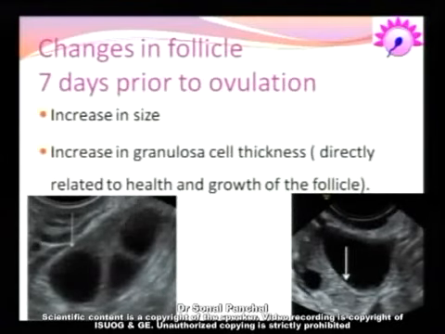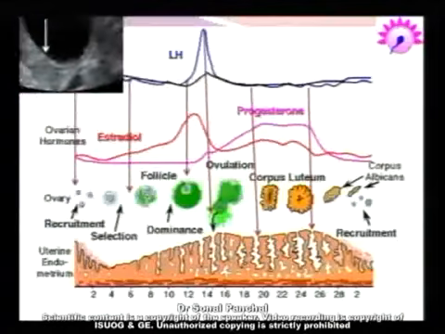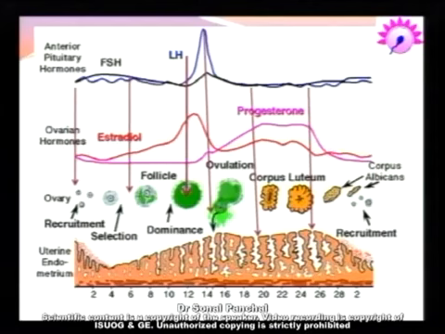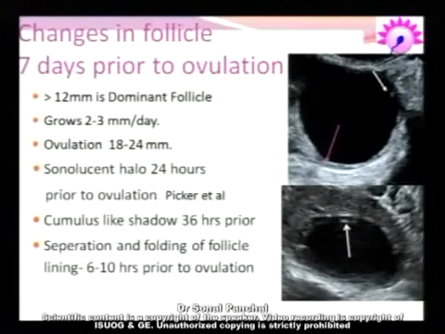Then how do you know which one is going to be the dominant follicle? It's 2 things. Number 1, there's an increase in size of this follicle. Moreover, there is an increase in the granulosa cell thickness. Along with that, as the follicle progresses towards dominance, there is also an increase in vascularity. We go to the Doppler after this. A follicle which is more than 12 millimeters can be considered as dominant. It grows at the rate of 1 to 2 millimeters a day.